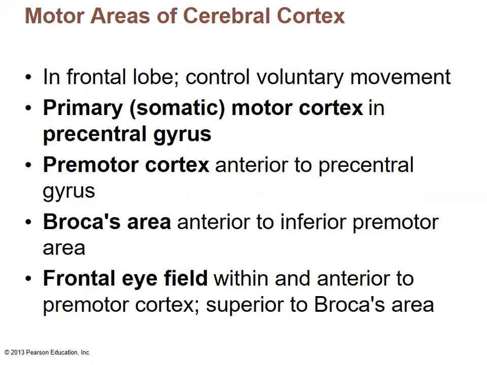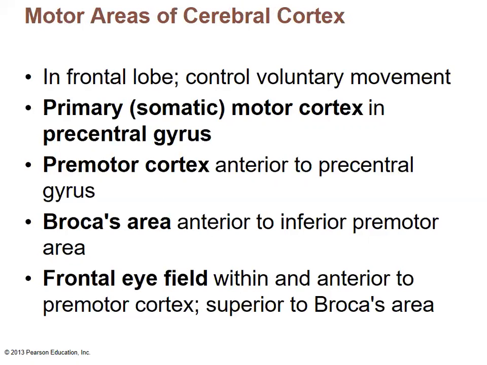Broca's area is anterior to the inferior premotor area, and the frontal eye field is located within the superior portion of the premotor cortex. It's right above or superior to Broca's area. So this portion is just about their location.